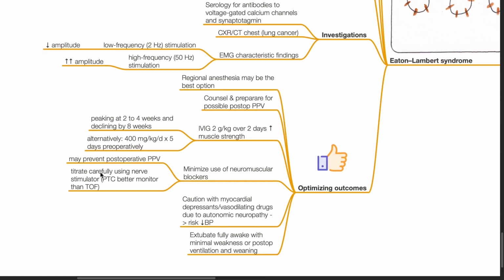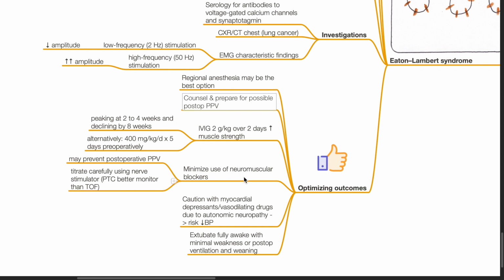Optimizing outcomes. Regional anesthesia may be the best option. Counsel and prepare for possible post-op positive pressure ventilation. Intravenous immunoglobulin 2 gram per kg over 2 days increases muscle strength, peaking at 2 to 4 weeks and declining by 8 weeks. Alternatively, 400 mg per kg per day for 5 days preoperatively.